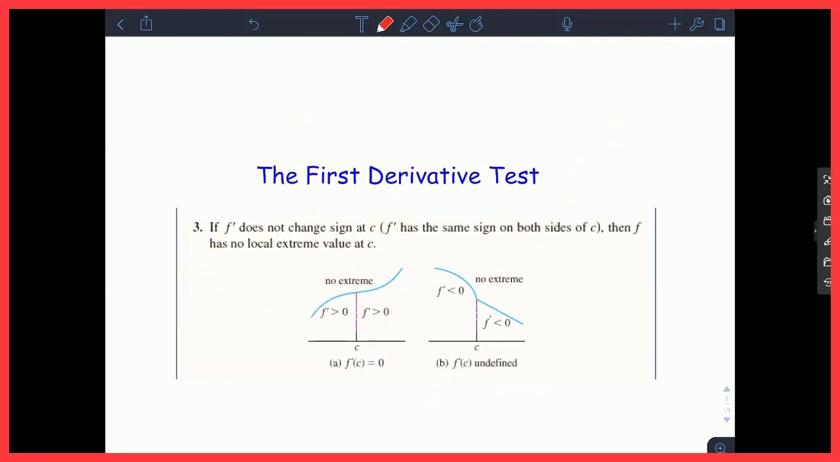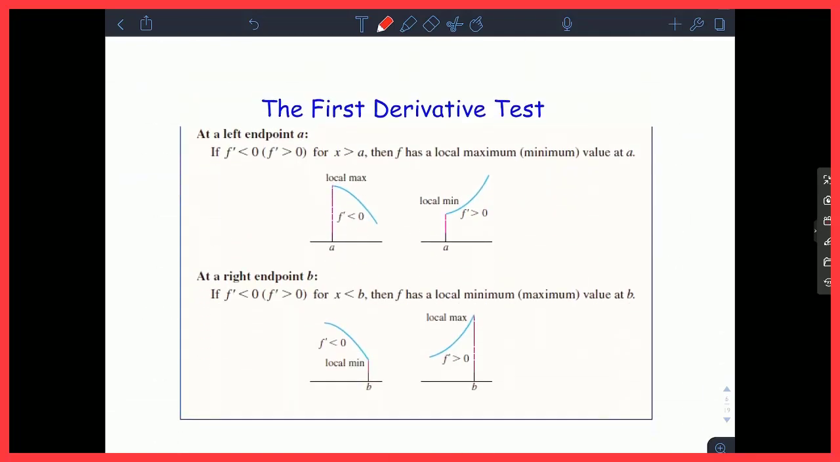Another example, if f prime does not change sign at C, then f has no local extreme value at C. All right, so it goes positive, positive, negative, negative, then it's not actually an extreme value. I call this a faker. It's just a fake definition.